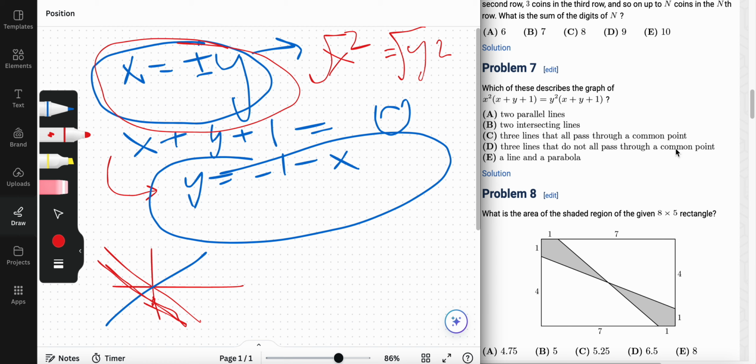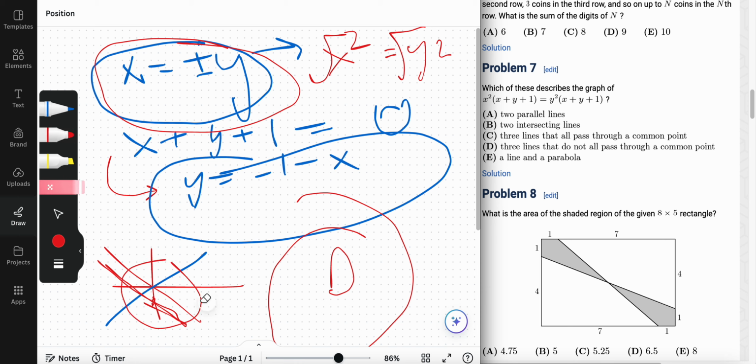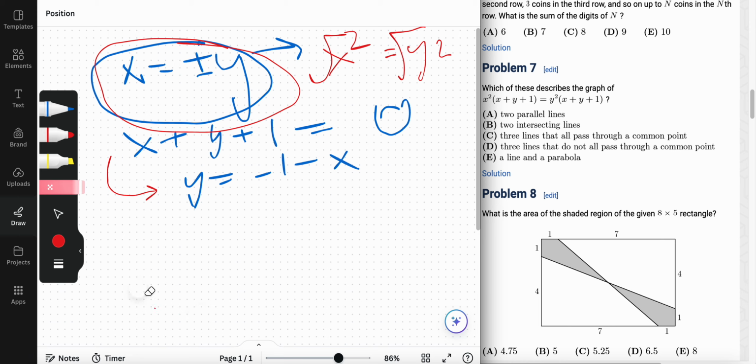So, 3 lines that all pass through a common point. I think it should be D, because it says, yeah, these all don't pass through the same point. Oh, yeah, these all don't pass through the same point, so it has to be D. Okay, moving on.